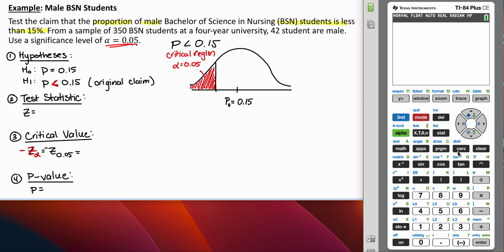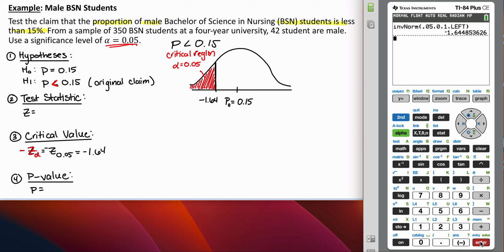So let's go to our calculator, and you're going to go to your distributions by clicking second, vars. We're going to choose inverse norm here, which is option 3. Type in the area to the left, which is 0.05. And then we're on the standard normal distribution, so use 0 and 1 for mu and sigma, and then go down and press enter, and you'll see that that gives us a critical value of negative 1.64, which is the z-score that separates that red shaded region on the left.